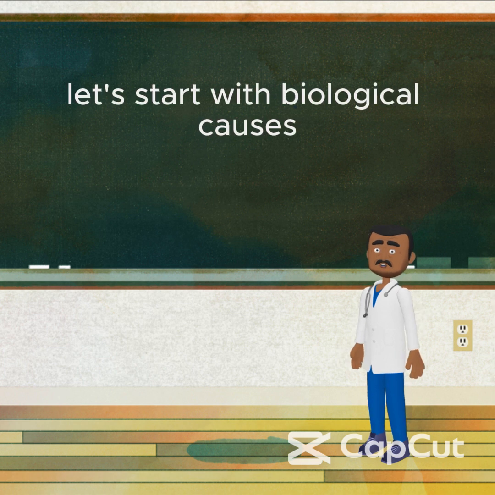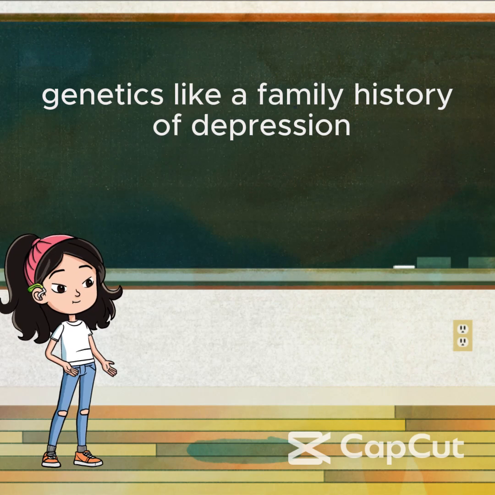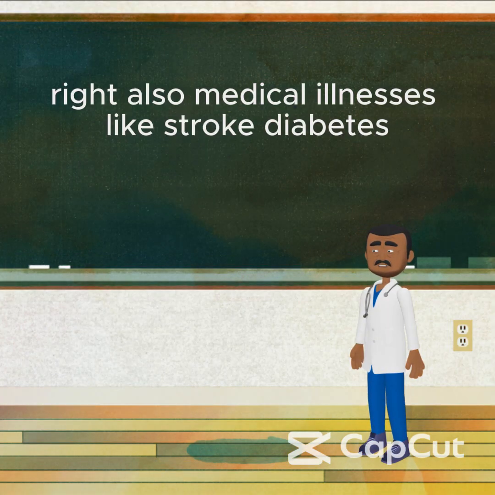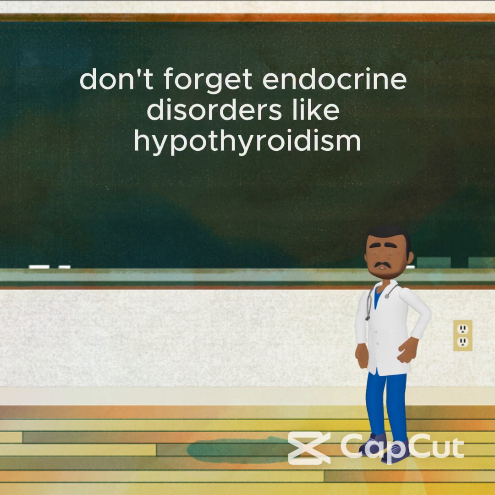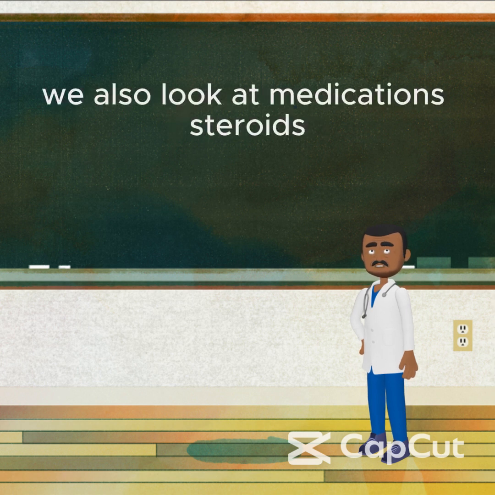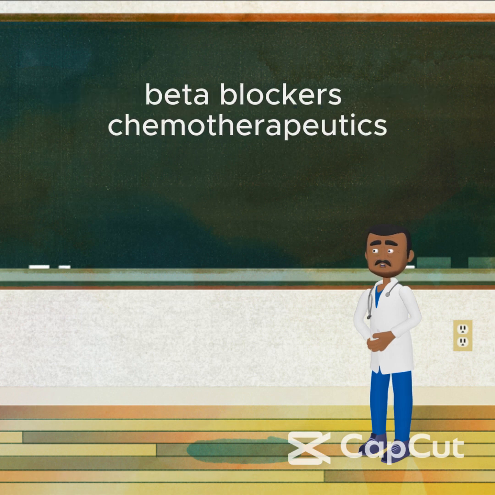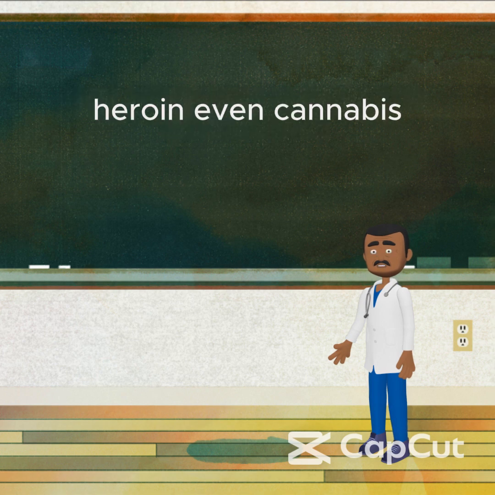Let's start with biological causes. What comes to mind? Genetics? Like a family history of depression? Right. Also, medical illnesses, like stroke, diabetes, Parkinson's, or autoimmune disorders. Don't forget endocrine disorders like hypothyroidism, which can mimic or trigger depression. We also look at medications, steroids, beta blockers, chemotherapeutics, and of course, substance use, alcohol, heroin, even cannabis.